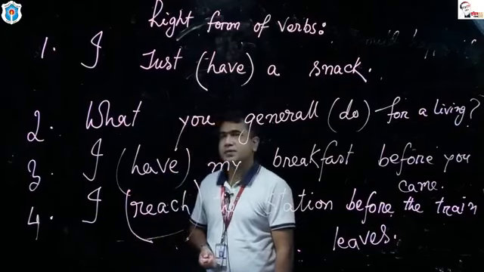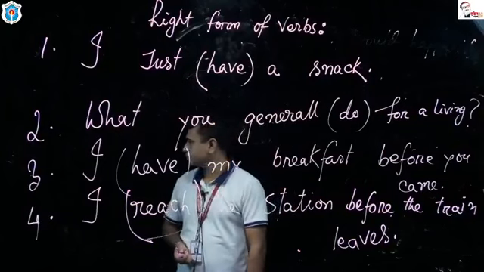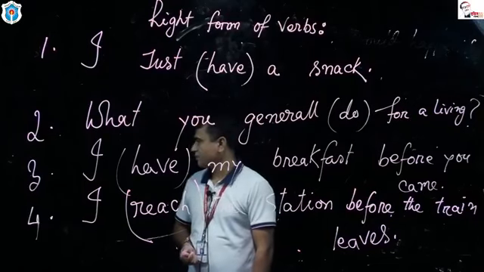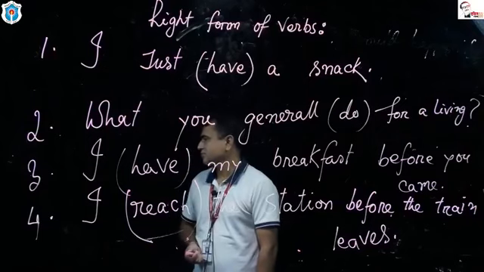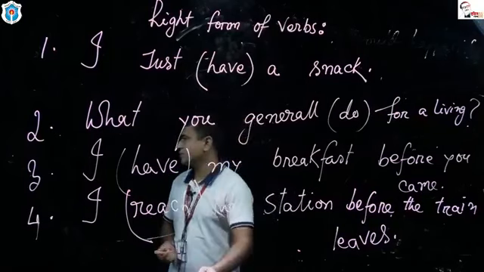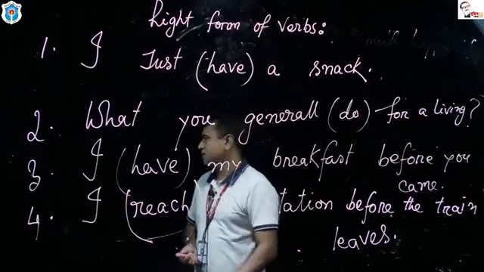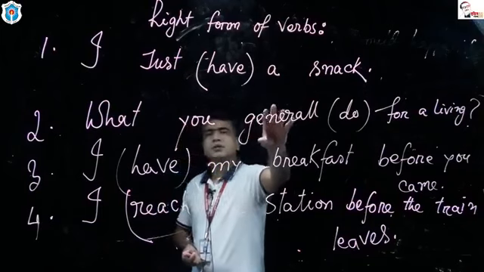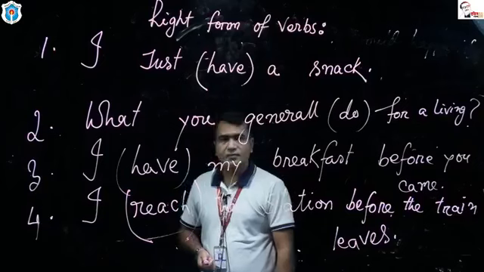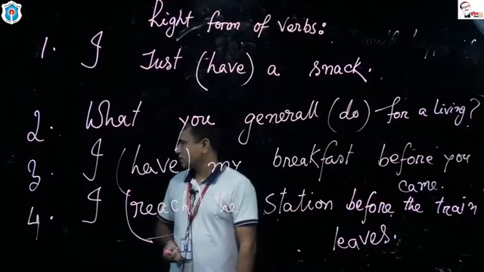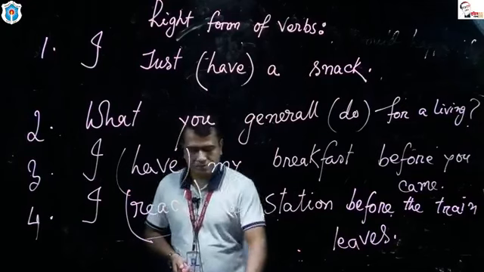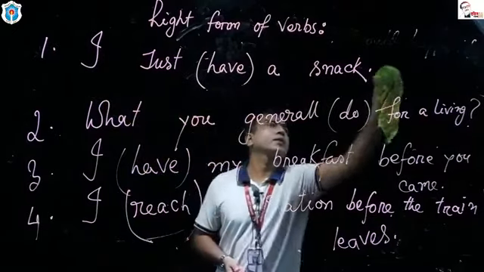Have just had. Yes, correct. Number two. Number three. And number four. What will be the answer of number four? Okay. Now I am giving the answer. Some of you have given the correct answers, but the answer of question number four is still wrong. Nobody of you. Okay. Now I am telling the answer according to the rules of right form of verbs.